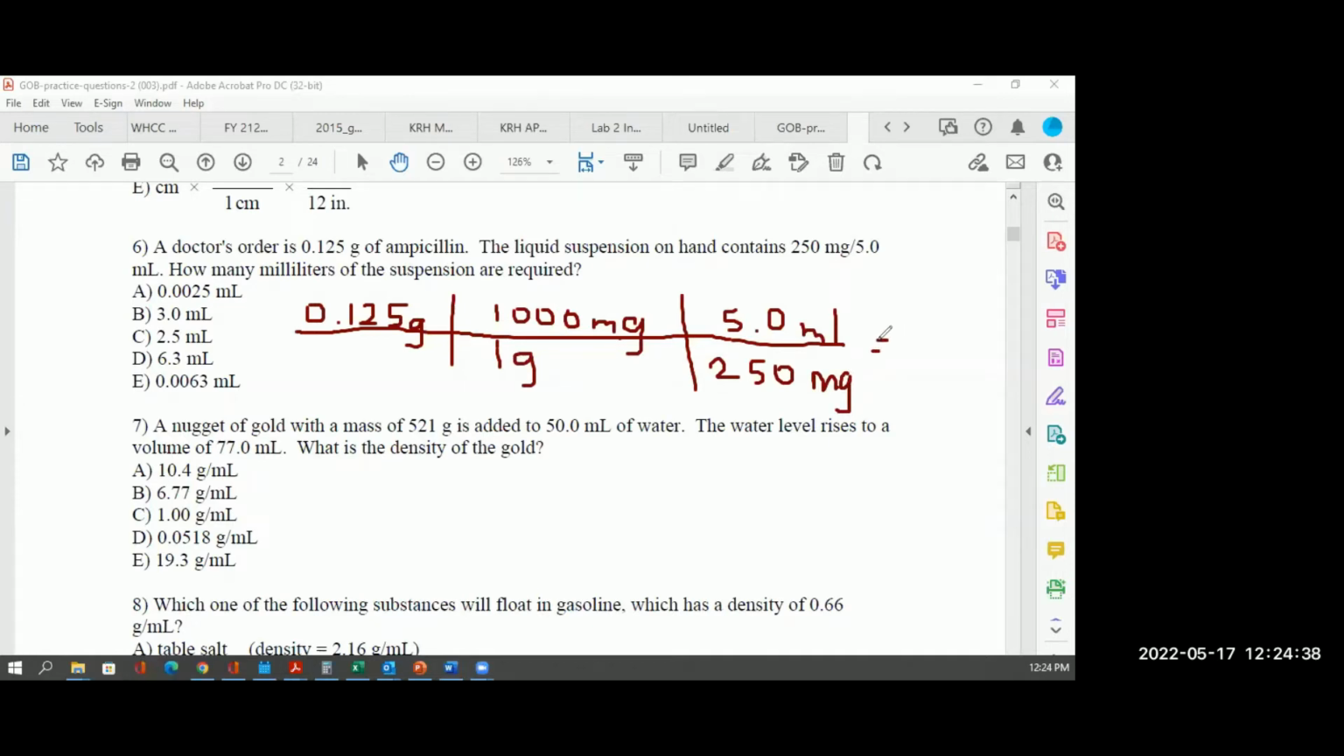Okay. You guys have to do the heavy lifting for me. Two 2.5 mLs. Okay. Piece of cake?